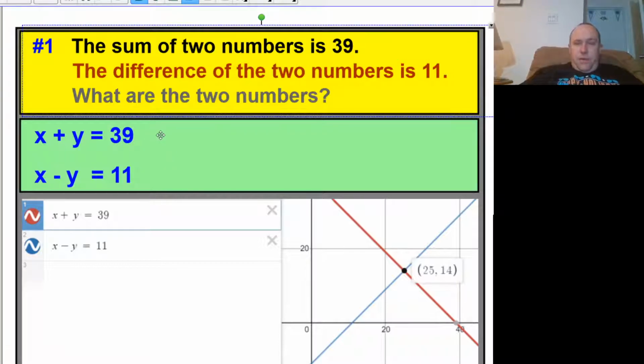And for a system of equations, it has to work for both equations, not just one. So for example, the sum of two numbers being 39, it could just have been 38 and 1. However, it has to apply to this rule as well, and clearly 38 take away 1 is not 11. So that's what a system of equations is. It's a set of numbers that will work for both equations at the same time.